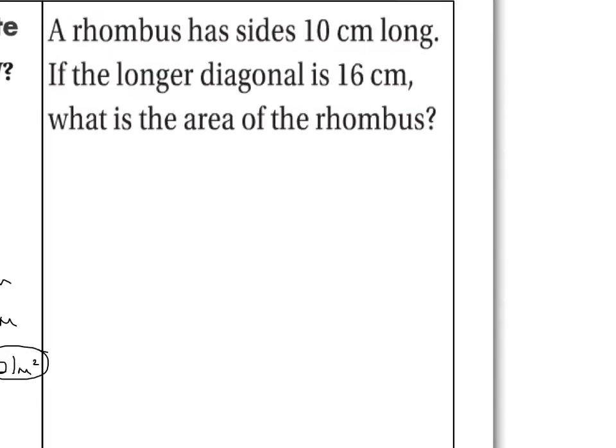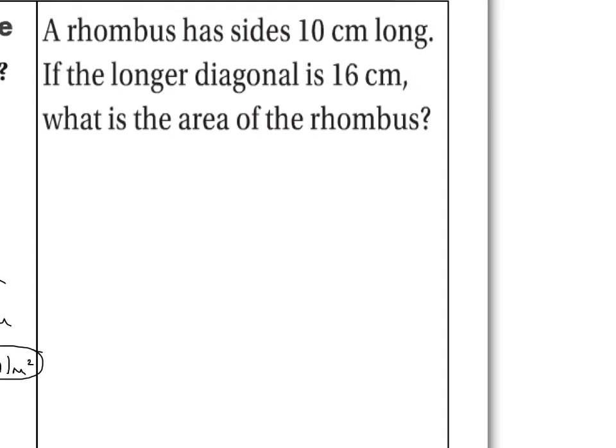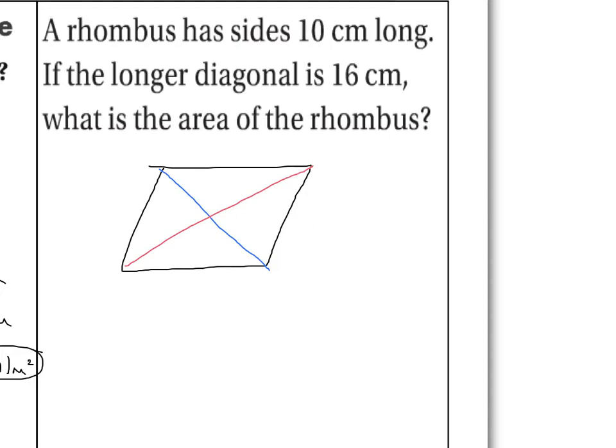Okay, second one. It says a rhombus has sides 10 centimeters long. If the longer diagonal is 16 centimeters, what's the area of the rhombus? Now, I'm going to draw a shape because we don't have one drawn. So let's draw ourselves a rhombus here, and we're going to draw the diagonals in, each as a different color. It says the sides have lengths of 10, so each side is 10.